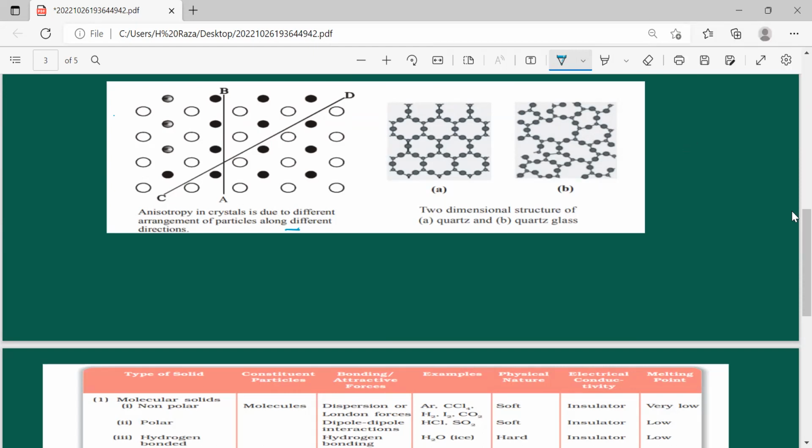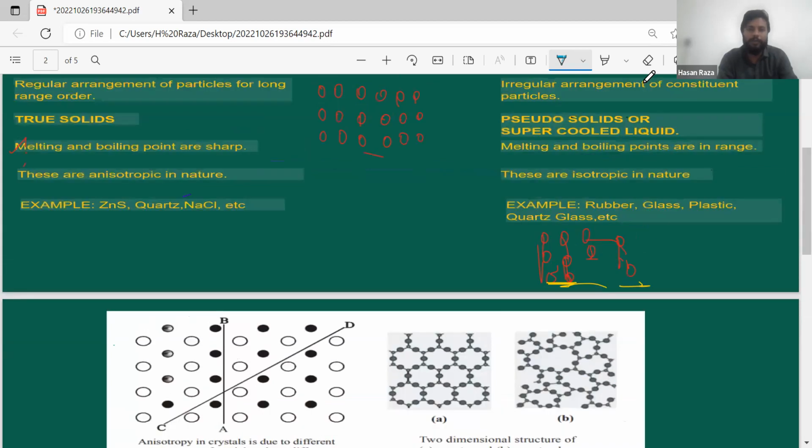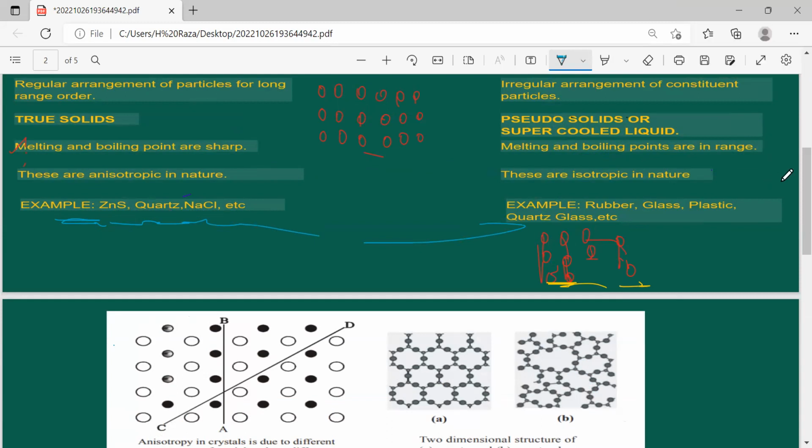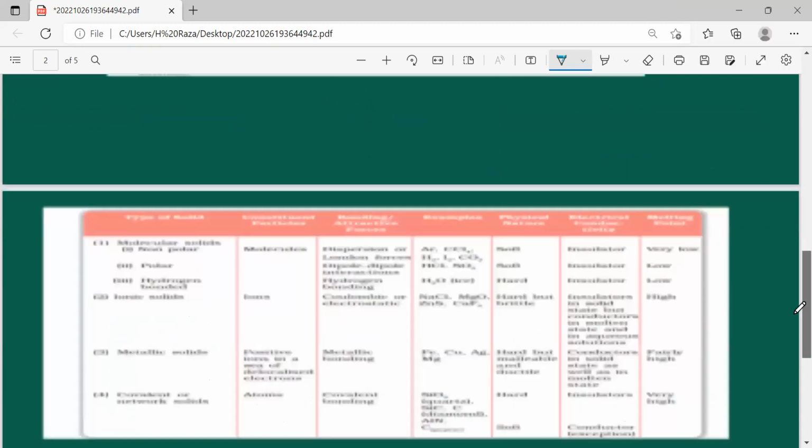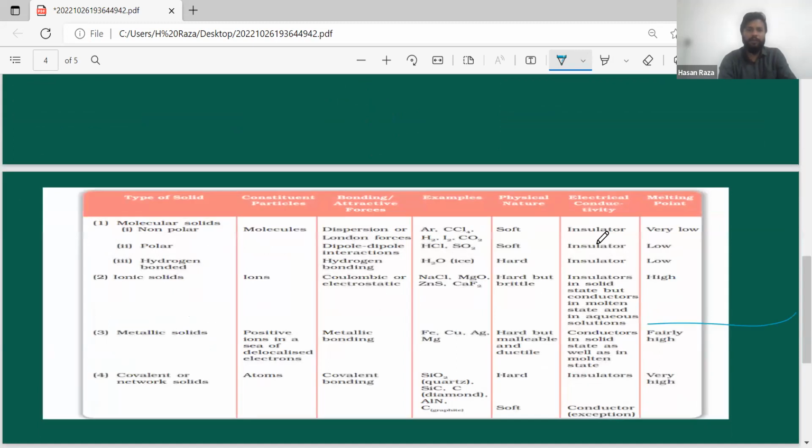And you have to remember some examples. Examples of crystalline solids are ZnS, quartz, NaCl, etc. Examples of amorphous solids are rubber, glass, plastic, quartz glass, etc. Okay. Now come to the next point, which is very easy to understand.